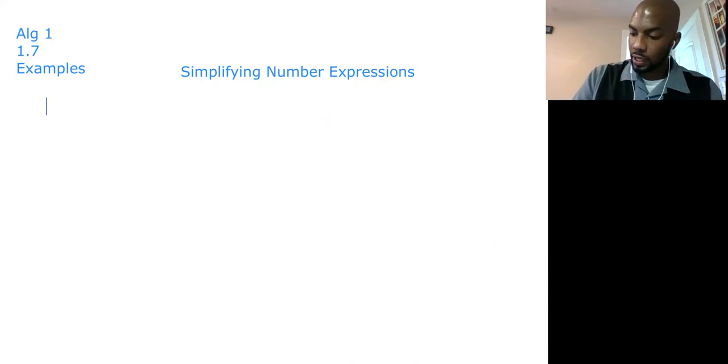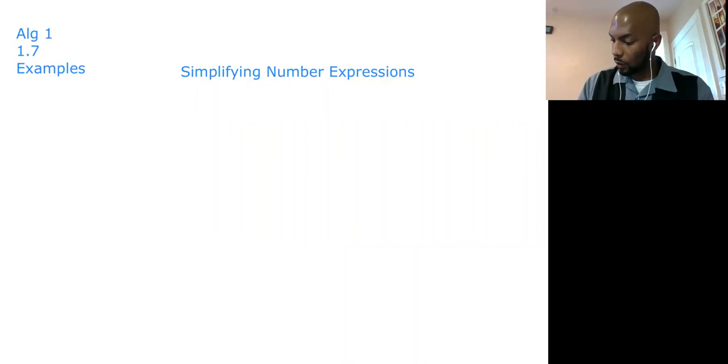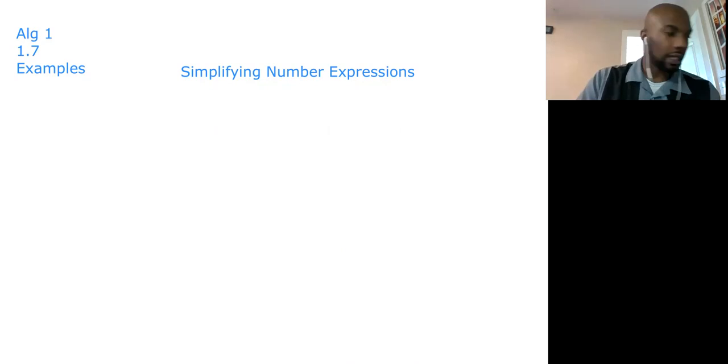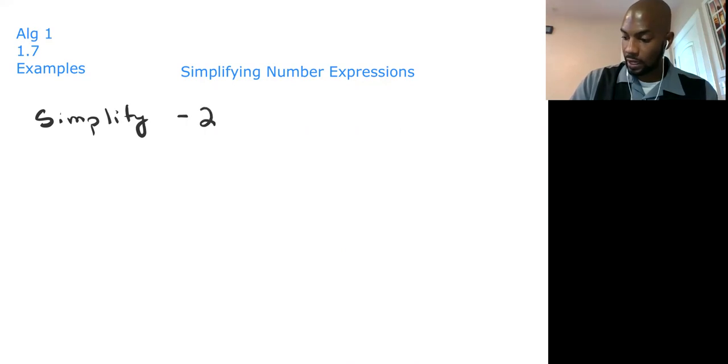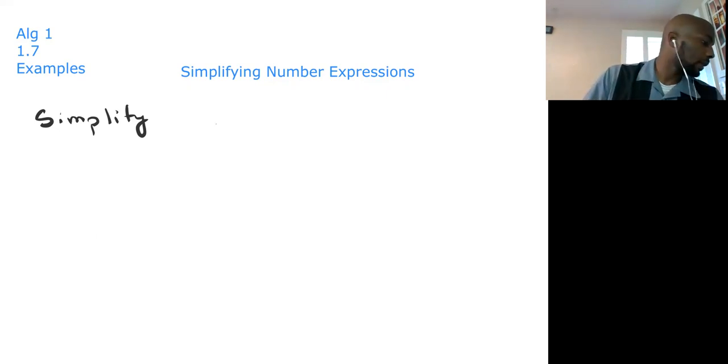Okay, so let's do some examples of how to simplify number expressions. Your book will ask you to simplify things in the following form. First, they will give you an equation like this, where it says simplify. And then they will give you the equation. It will look like negative 28. We've already done this one. We'll move to another one.